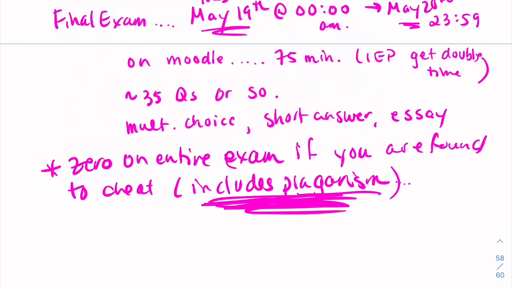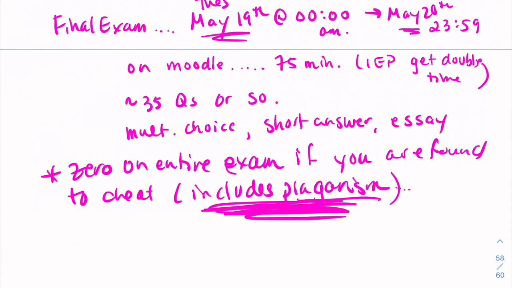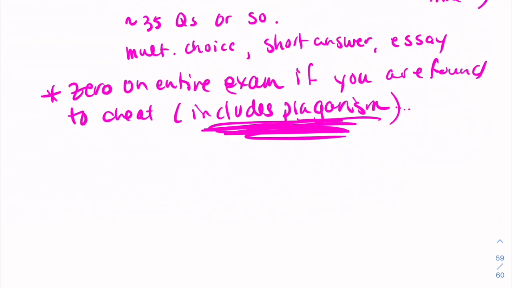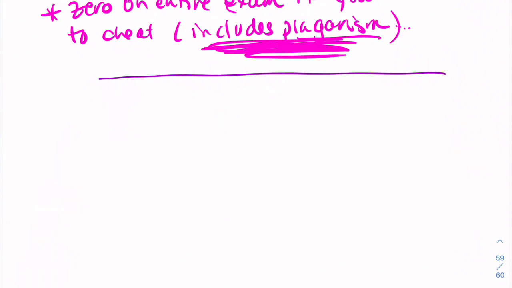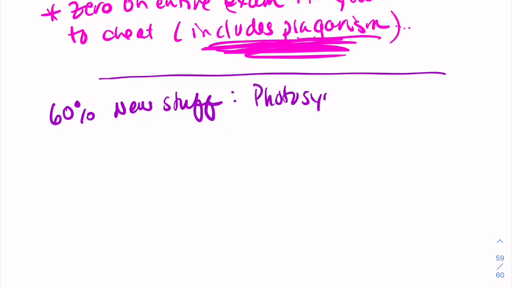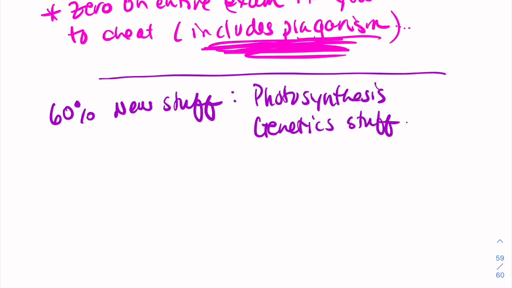Let's just change color for a little bit here and talk about, now that we know when the exam is, let's talk about what will be on it. About 60% will be new stuff. So since the last exam, this includes photosynthesis, and it includes all the genetics stuff that we did. Stuff, that makes it sound so cheap, doesn't it? But all the genetic stuff that we have talked about here and done problems for.